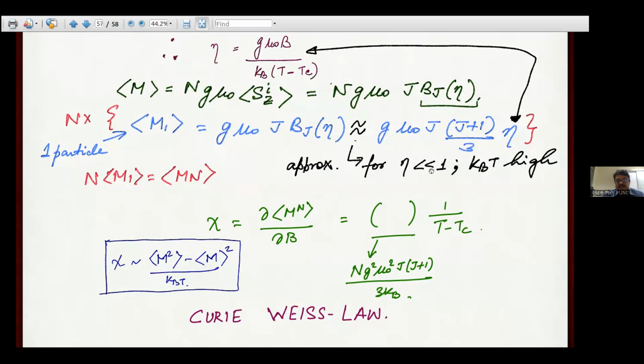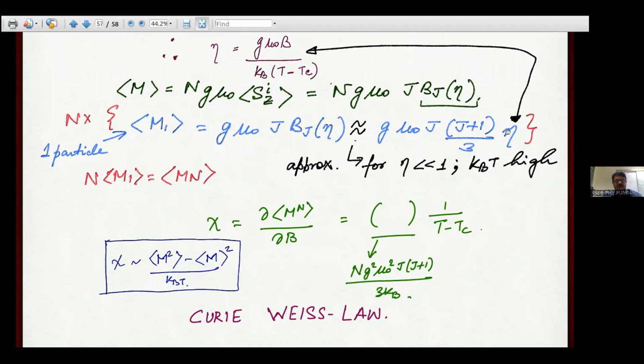And for eta less than 1, close to 0, where eta is small, that is kBT is high, one is simplifying only under these conditions. One is simplifying the Brillouin function and writing it as (J plus 1) by 3 into eta, right? And thereby you get the value of the magnetic moment inside the sample. And eta, remember, has both B and Hm because B is non-zero, right?